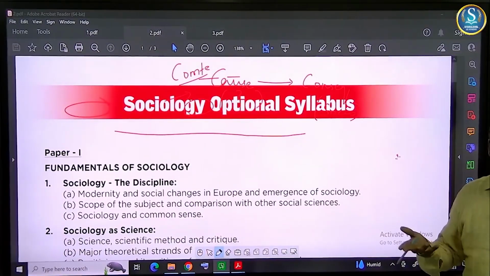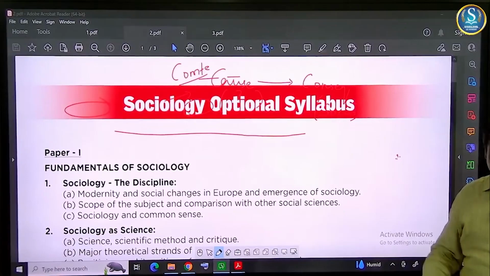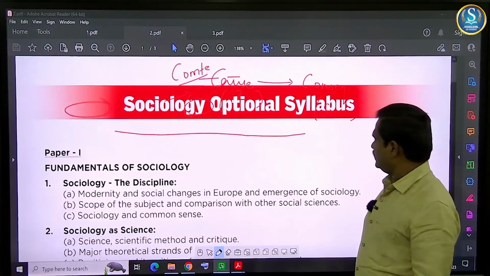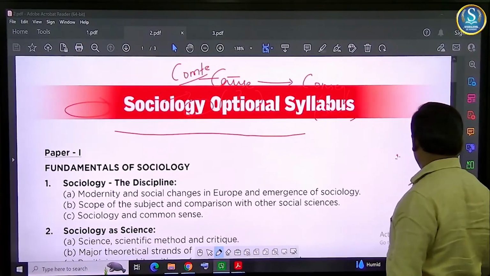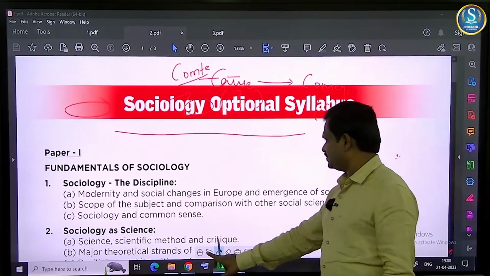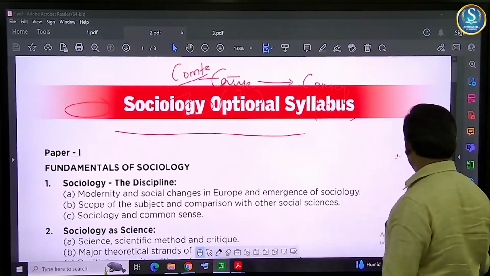So, is sociology common sense? Yes or no? Some people will say yes, some people will say no. Okay, so that is what the first unit is called, sociology as a discipline. Now come to the second unit.